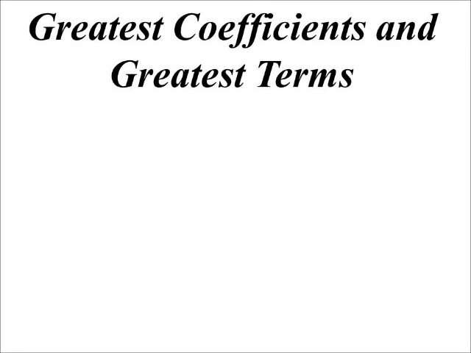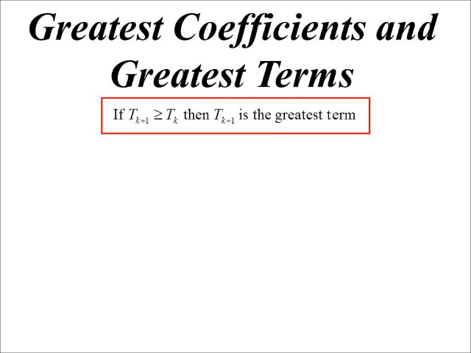So we're going to look at a specific type of question, finding the greatest coefficient or the greatest term, depending on the question. But basically, both ideas are exactly the same. And it comes from this very simple idea. If term k plus 1 is greater than term k, then term k plus 1 is the greatest term. So if something's bigger than the other, it must be the greatest thing.